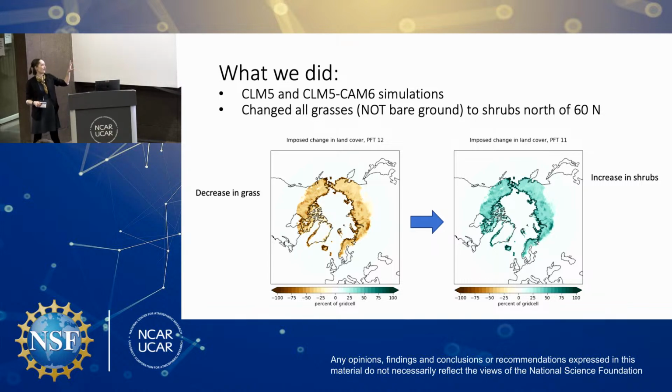So everything that was normally grasses, that's sort of the default tundra representation in CLM, we took all of it and we turned it all into shrubs. So boreal shrub. So obviously this is not a realistic perturbation, but it's a really big perturbation, which is convenient when you're trying to find a signal.